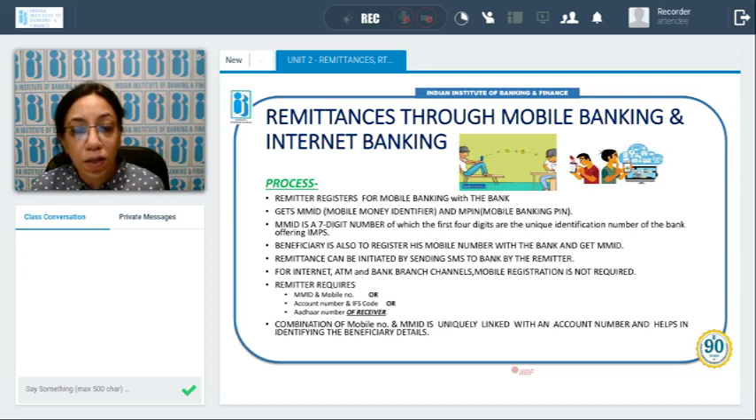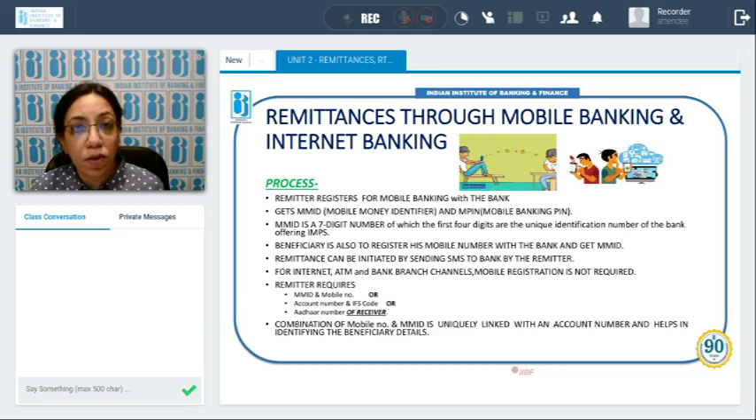Remittance can be initiated by sending SMS to bank by the remitter. For internet, if you want to use IMPS or through bank branch channels, mobile registration is not required. Remitter requires, for sending money, MMID, mobile number. The second way is account number and IFSC or Aadhaar number of the receiver.